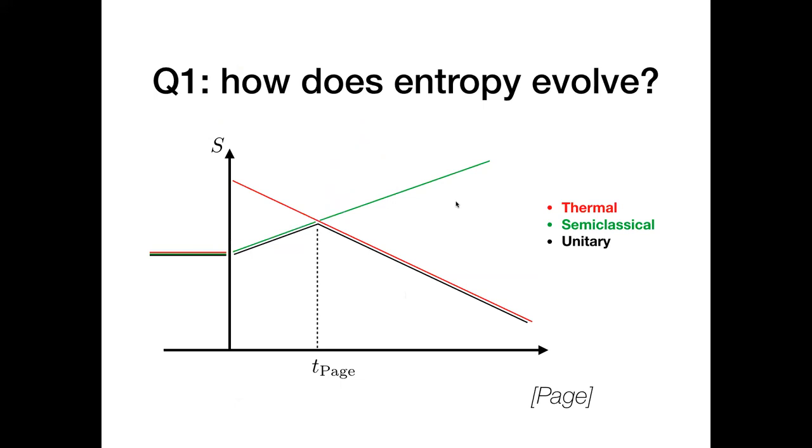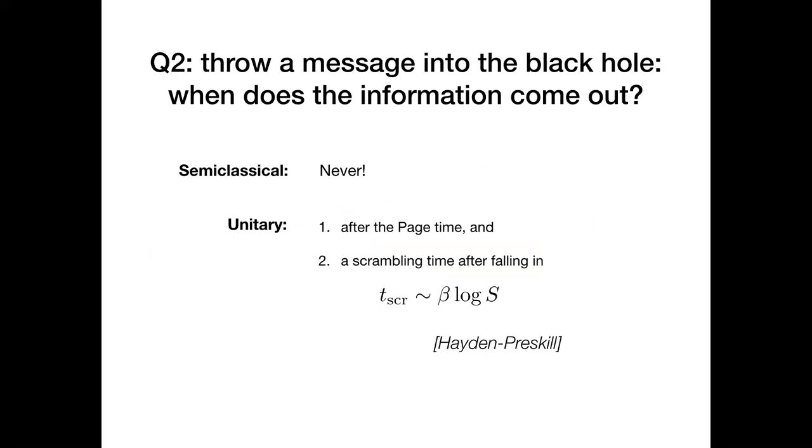The second question is something slightly more detailed. We're going to ask about throwing some small message into the black hole, throw in a diary with some information in it, and then we ask if we were very powerful and really understood the dynamics of black holes and how the state of a black hole translates into the state of its Hawking radiation. When given this huge amount of power and knowledge, could we recover the information that fell into the black hole?